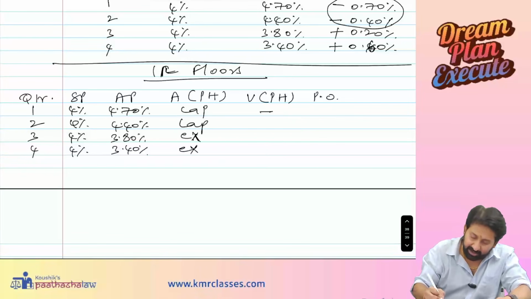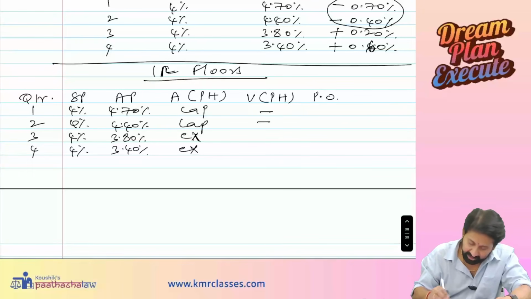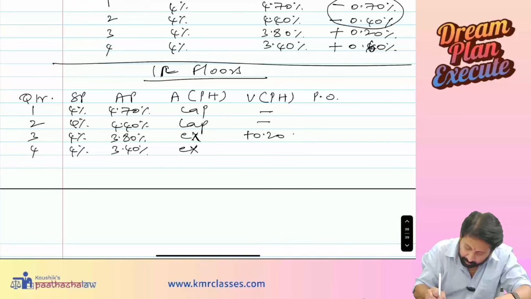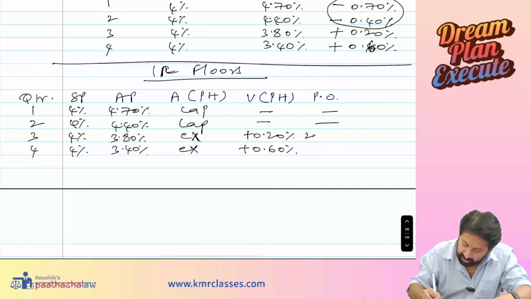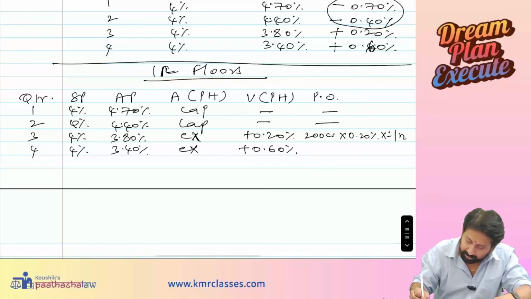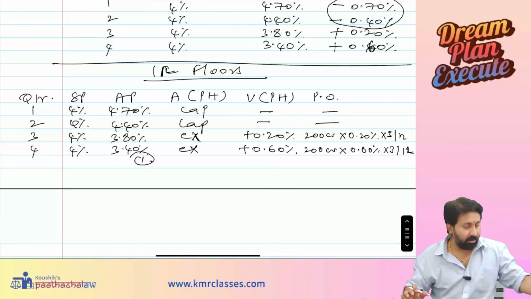First case, the option lapses, no value. Third case, I will get a plus 0.2 value. Fourth case, I will get 0.6 value. Net payoff in the first two cases is 0. Here I will get 200 crore into 0.2 into 3 by 12. Here 200 crore into 0.6 into 3 by 12. First answer. Take a calculator.